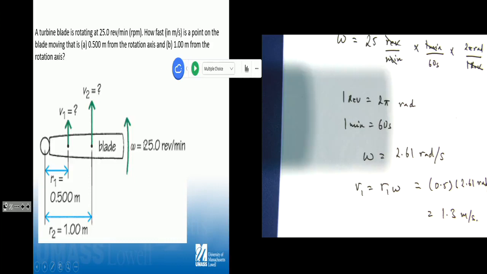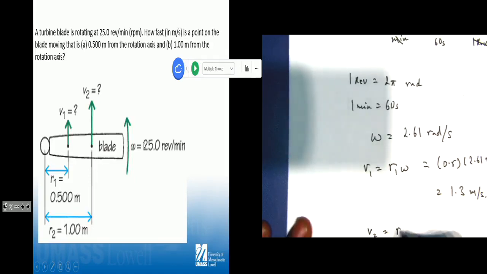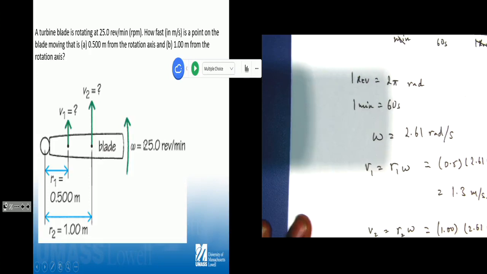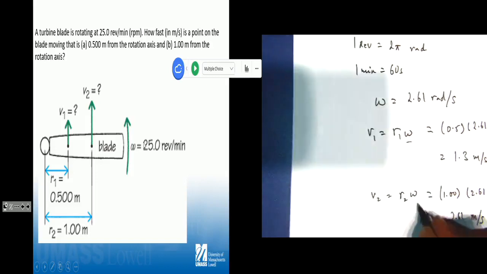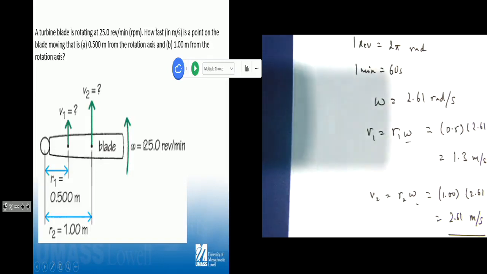Okay, and when I want to find out how fast V2 is moving, V2 is just R2 times omega, which in this case R2 is 1 meter times 2.61 radians per second, gives me 2.61 meters per second. What we've used here, of course, is that omega is the same at both these positions, R1 and R2.